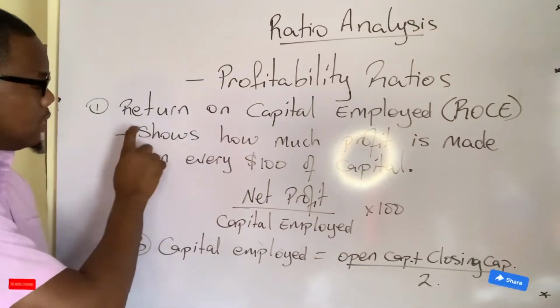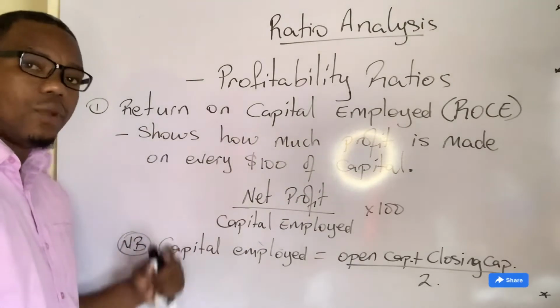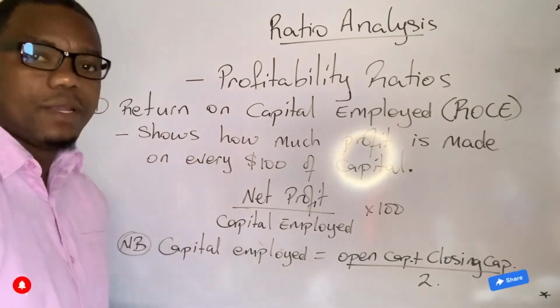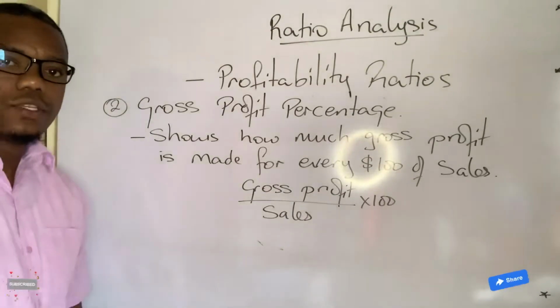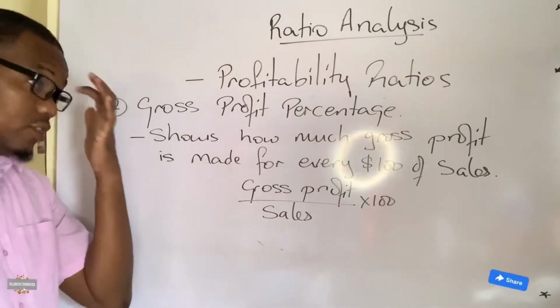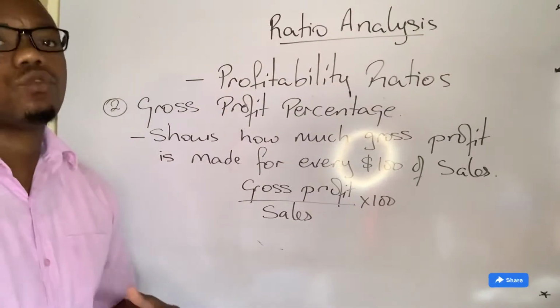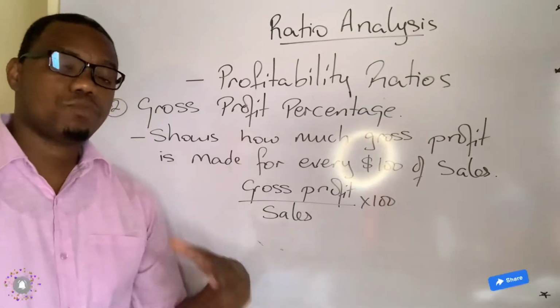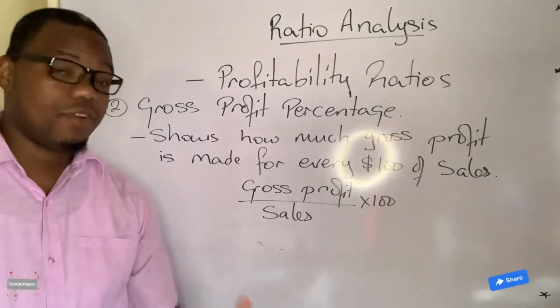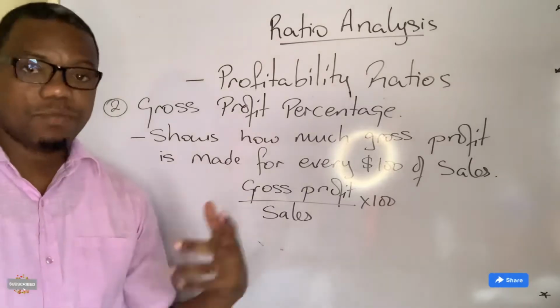Very important, and the explanation is also important. Now let's look at another profitability ratio. Another profitability ratio is the gross profit percentage, and sometimes they will refer to this ratio as gross profit to sales, or the gross profit margin. So please bear that in mind.